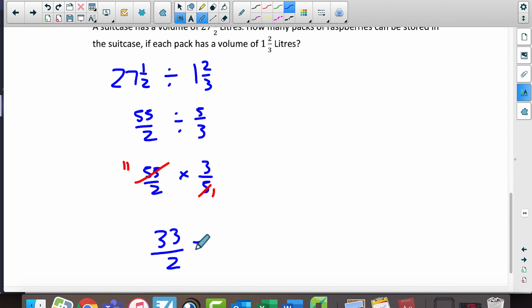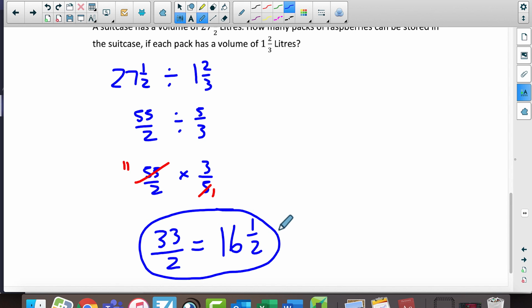This is one time where you probably do want to switch it into a mixed number because it'll make a little more sense to you. 2 goes into 33 16 times with 1 left over. Oh, I can fit 16.5 packs of raspberries. That is easier to picture. And that's good to know, how many packs of raspberries fit into a suitcase. Never forget this, people. It's going to make a big difference in your life.